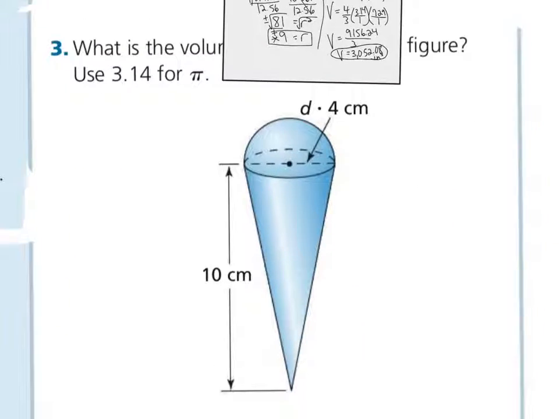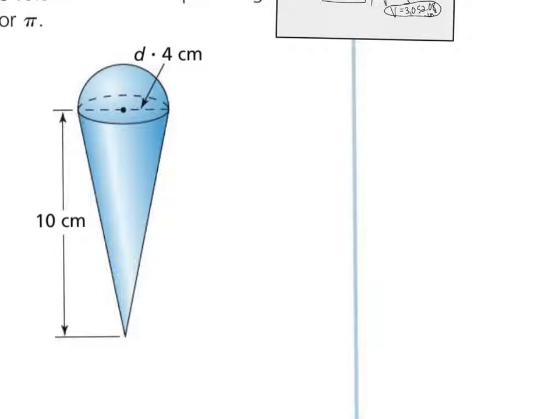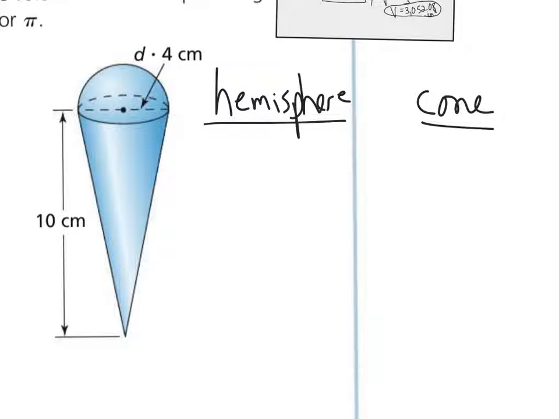And number 3, volume of the composite figure. So we have two separate pieces here. We have the top part, we can call a hemisphere or a half sphere if you want. And then we have the cone. So the half sphere, for a sphere where volume is 4/3 pi r cubed, for a cone is 1/3 pi r squared height.